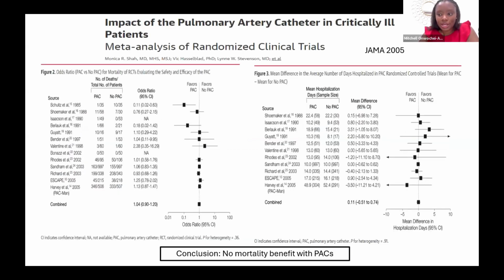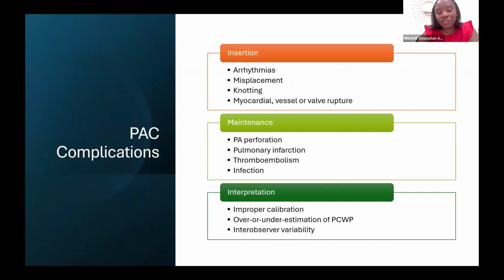And this is a meta-analysis of multiple studies that were done, which again showed no mortality benefits when using Swans and no improvement in the number of days hospitalized. Some studies actually showed worsening outcomes when using Swans, and the thinking behind that is that it was a result of complications from Swan placements. So clinicians then started to move away from Swan placements. It used to be the gold standard that every critically ill patient would get a Swan placed.